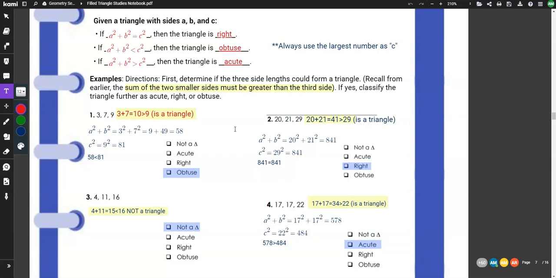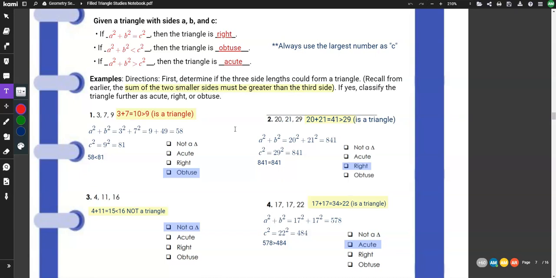And finally, number 4, 17, 17, 22. 17 plus 17 is 34, and that is greater than 22, so we do know this is a triangle. I can tell you right off the bat before I did any math that this is not a right triangle because isosceles right triangles do not have 3 whole numbers. Remember, an isosceles right triangle will be something times the square root of 2, if you remember from the video we watched the other day. But what's important here is that you test it out.